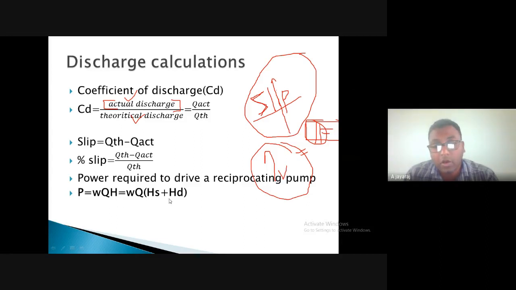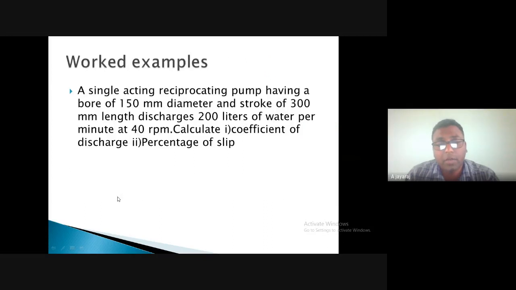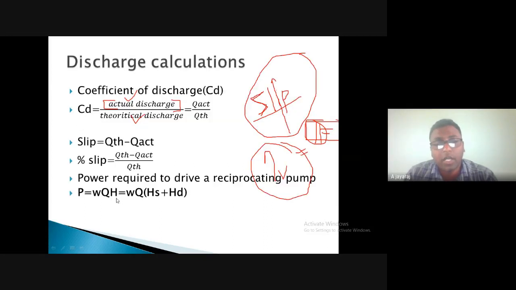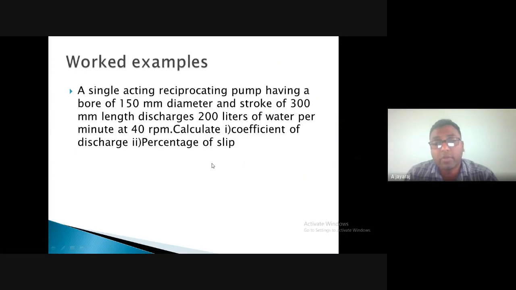So it can also be replaced with the static head. Static head is HS plus HD, the suction head and the delivery head. When we do not know the losses, we can use this HS and HD. Apart from that, H represents the manometric head only. So power is equal to specific weight multiplied by discharge multiplied by the manometric head of the water, which gives us the power required to drive a reciprocating pump in terms of watts.